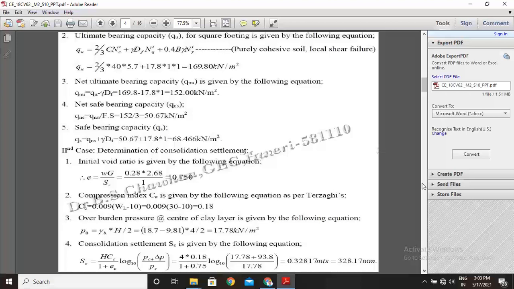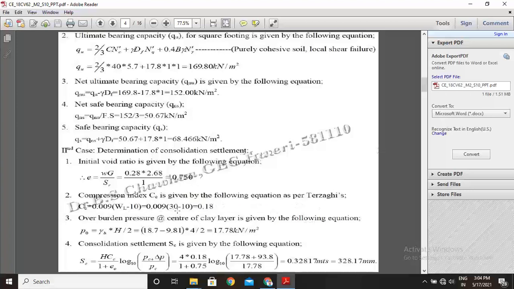Now follow this second case, determination of consolidation settlements. So in the second case, in the first step, initial void ratio is given by the following equation, e equal to wG by S_r. So substitute the values in this equation. w is 0.28, G is 2.68, S_r is 1. We are getting the answer 0.750, that is the void ratio.